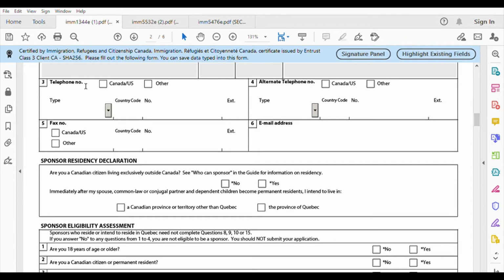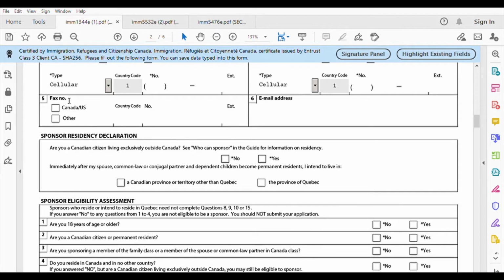Telephone number, you choose Canada and you write the number, but here it's important you choose what type of telephone number you provide. Let's say cellular. Here alternate telephone number, the same, Canada, cellular. Fax number, if you have a fax number you can provide it, but if you don't it's not important.